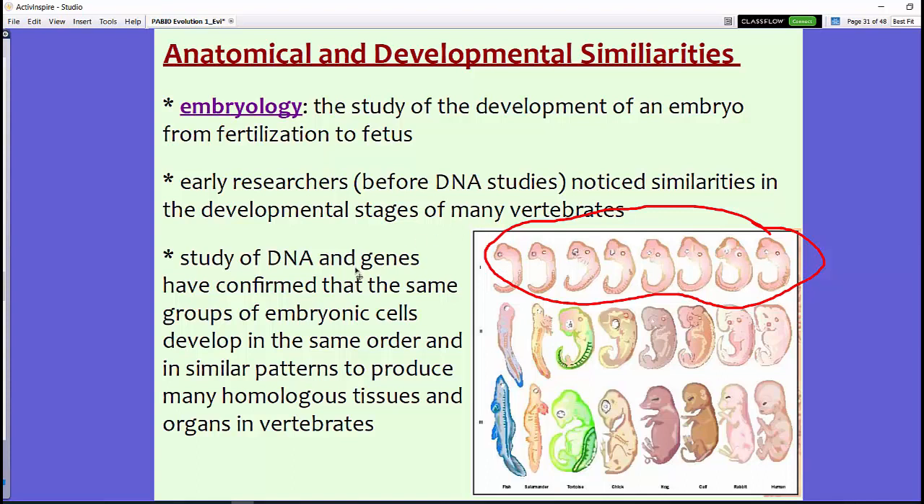Now, as we have thrown DNA in the mix, we have genes now, and we've confirmed that the same groups of embryonic cells develop in the same order and in similar patterns to produce similar tissues and organs in vertebrates. So if you take a look at a lot of our vertebrates, most of them have hearts, we have brains, we have a digestive system of some kind. There are very similar tissues and organs in all our vertebrates. So once we're a fetus and an embryo, we start to change a little bit into what we are now. But you'd never guess just by that first stage right up top. And that's what embryology is. It's the study of these embryos. And like I said, notice we have that tail, but we sort of lose it a little bit later along as we go through our trimesters.